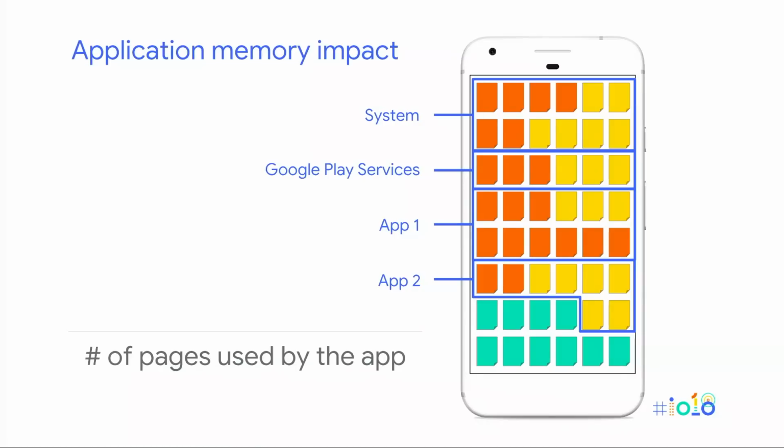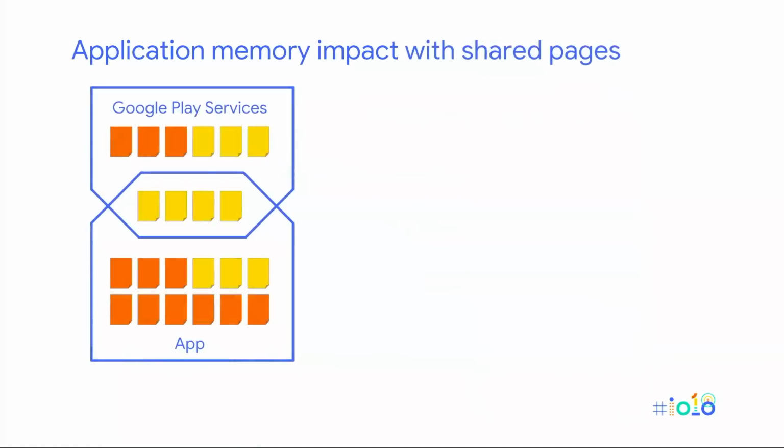It's a little bit more complicated than this because of sharing, because multiple processes on the device can be sharing memory. So for instance, if you have an app that's calling into Google Play Services, it's going to be sharing some memory, perhaps code memory or other kinds of memory, with the Google Play Services process. And then we can ask, how should we account for this shared memory? Is that part of the responsibility of the application? Is that memory impact something that we should care about? And there's a few different ways that you can approach this.